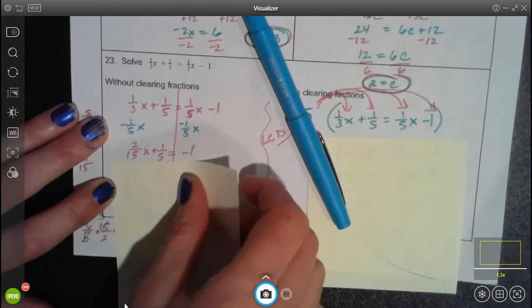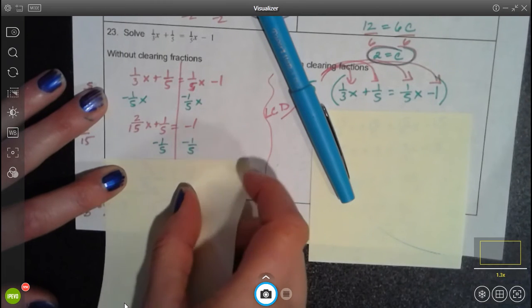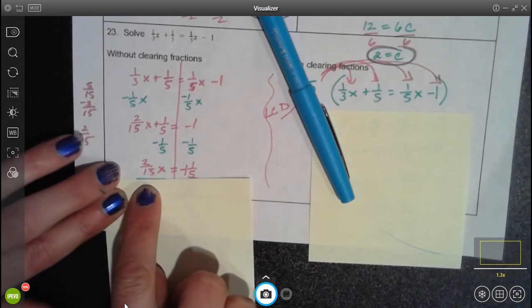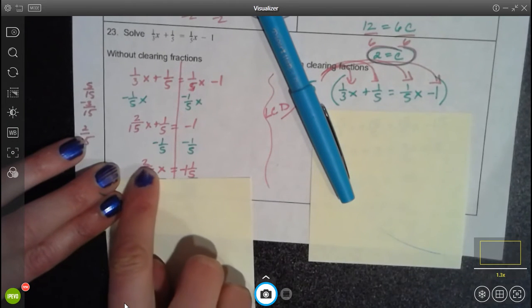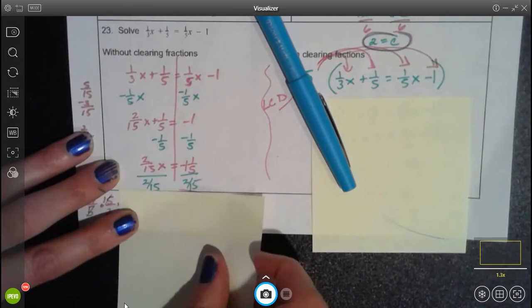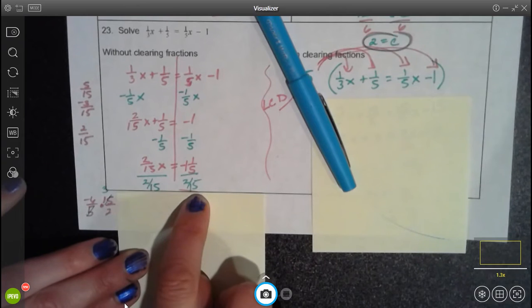So I'm going to subtract 1/5. And when I have 1 and I subtract 1/5, I'm going to get -1 and 1/5. So from here, I need to get rid of the coefficient. Opposite of multiplying by 2/15 is dividing by 2/15. So I have -1 and 1/5 divided by 2/15.